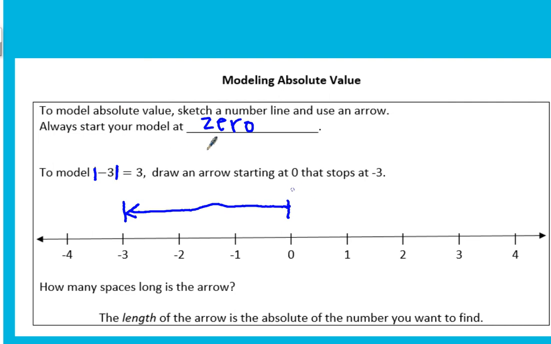If we had started at 0 and drawn an arrow to the right 3 units, this would be showing a model for the absolute value of 3. So that's just something to consider. If you look, how many spaces long is the arrow? If you count the units, we have 1, 2, 3 units, so it's 3 long. And this tells us that the length of the arrow is the absolute value of the number you want to find. So we were trying to model the absolute value of negative 3. We know that that answer is 3, but our model shows that it's 3 units from 0, so that's true. This just kind of brings back our definition for absolute value, which is the distance a number is from 0. This is just how we can model that.